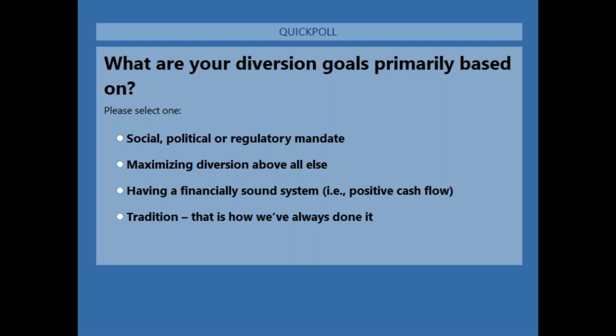Number 1, social, political, or regulatory mandate. Number 2, maximizing diversion above all else. Number 3, having a financially sound system. Or number 4, tradition.